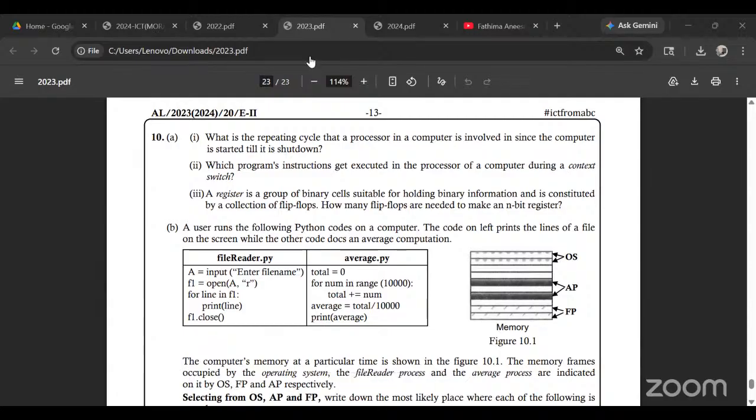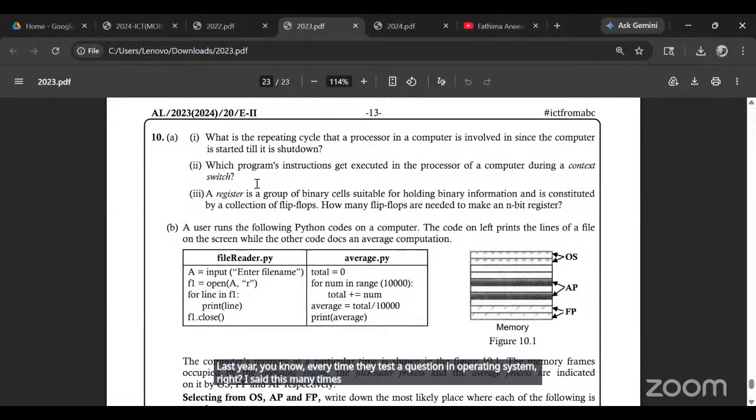So see, we have tested theory in the essay part also. Every time they test a question in operating systems, I've said this many times. But last year, did they test in the essay part? No, right? In the 2025 paper, they didn't ask. They didn't test in the essay part, but it was there in the structure. Instead there was an HTML question. Your paper, we can't predict how it would be. The structure may change. That's why study well.